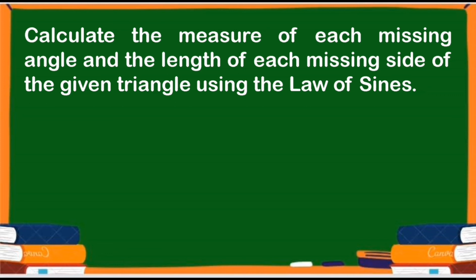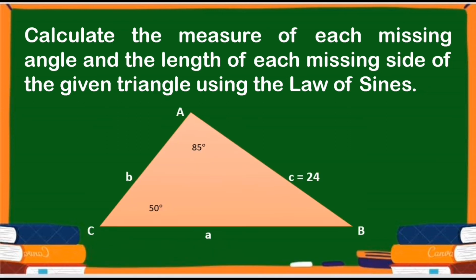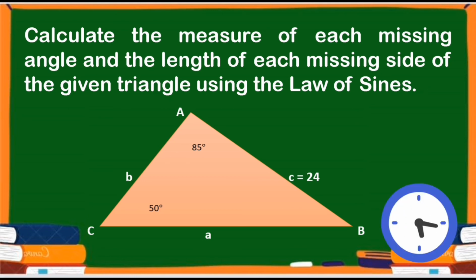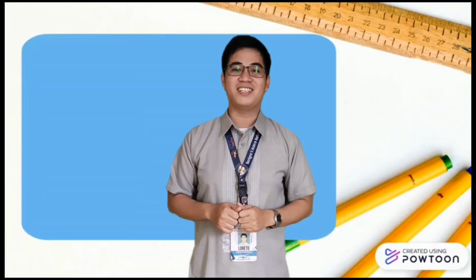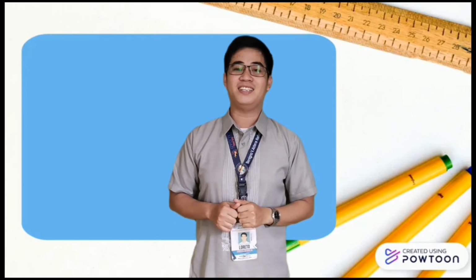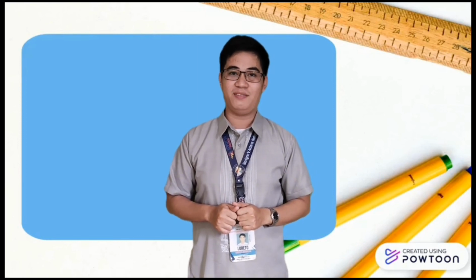Calculate the measure of each missing angle and the length of each missing side of the given triangle using the law of sines. Your timer starts now. Let's check. The measure of angle B is 45 degrees. The length of side A is 31.21. And the length of side B is 22.15. Did you get the correct answers? Great! With that, I hope you learned something in that activity.